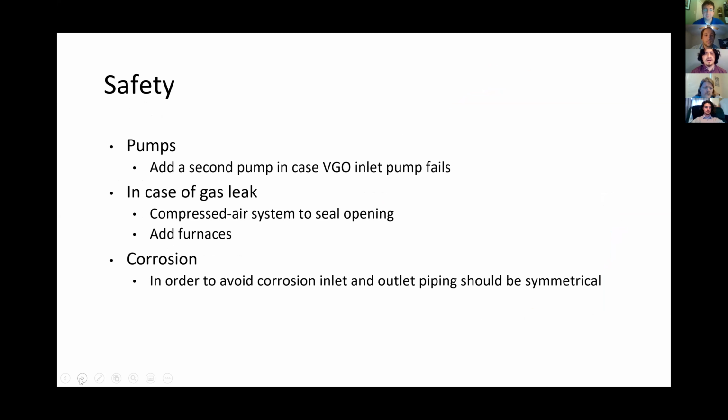Also, we have pumps, obviously, and we have a VGO pump that feeds the reactor. We decided to add a second pump in case the first one fails. Also, we're working with gases, and in case there is a leak of gas, we have added a furnace to the system, and a compressed air system will seal the opening wherever the leak is happening. And since there is corrosion, we are going to avoid it by having inlet and outlet piping that should be symmetrical.